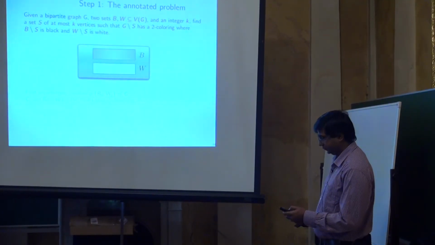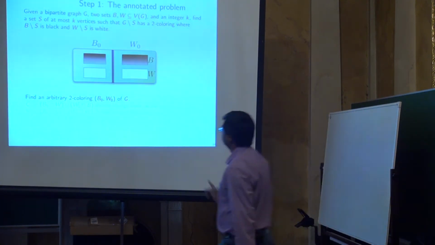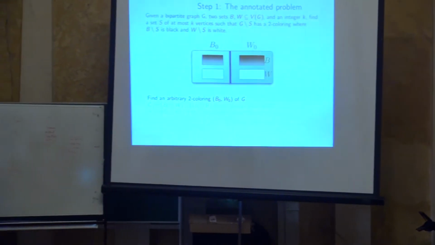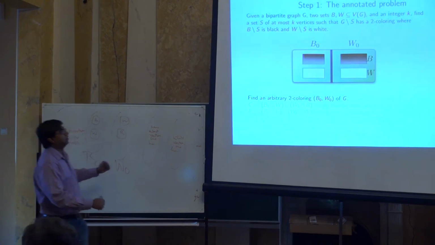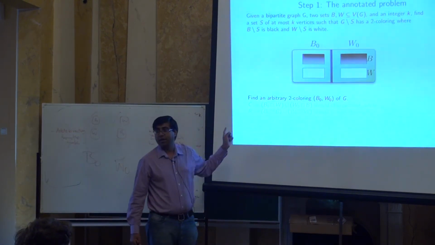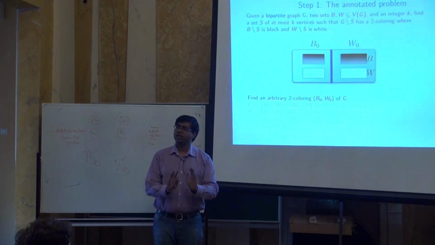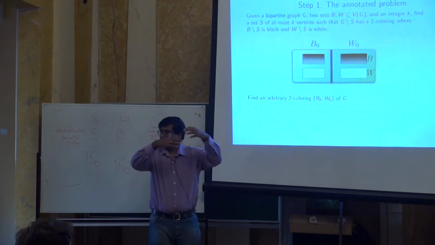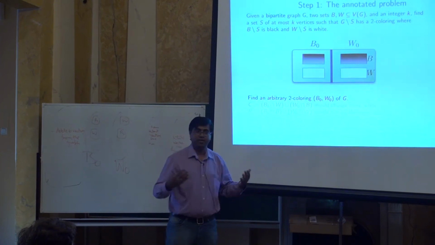Okay. So what I say, find an arbitrary two coloring B0, W0 of G. Since the graph is bipartite, such a coloring exists, right? Now it is clear. We have some black vertices and some white vertices. And what is our objective? If we want to delete a small number of vertices so that blacks can be merged into one side and whites can be merged into one side, and the graph still remains bipartite.